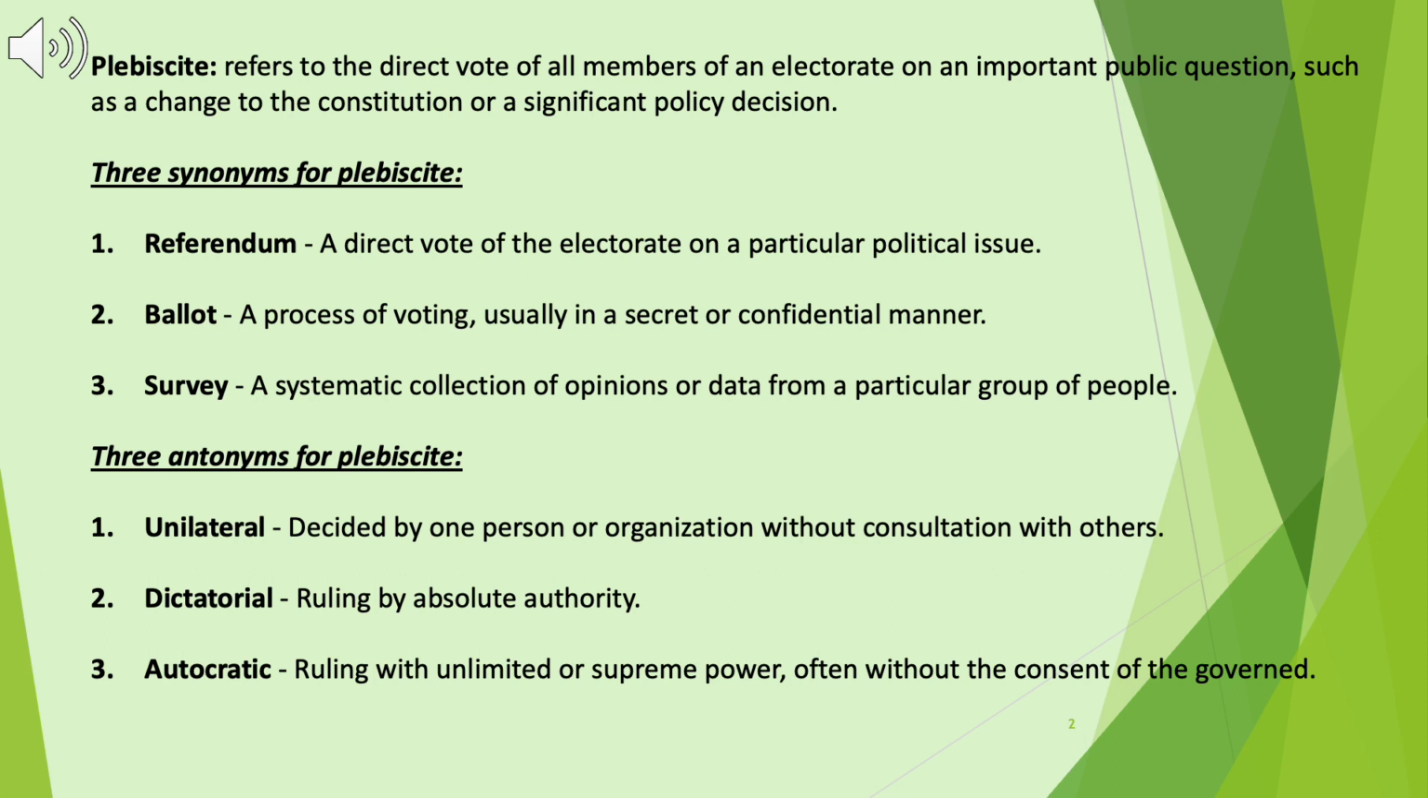3 antonyms for plebiscite. Unilateral, decided by one person or organization without consultation with others. Dictatorial, ruling by absolute authority. Autocratic, ruling with unlimited or supreme power, often without the consent of the governed.